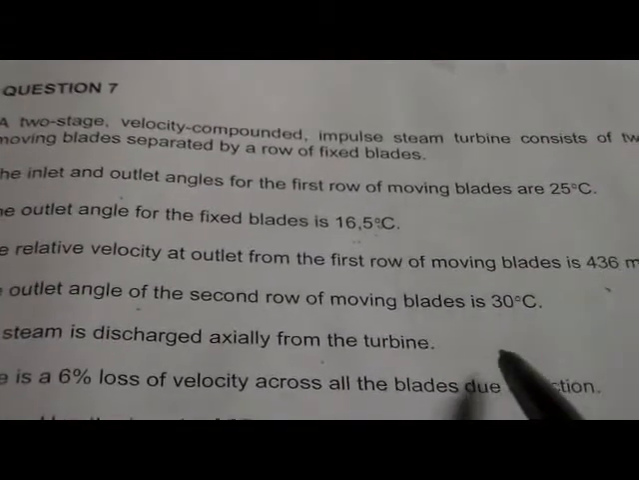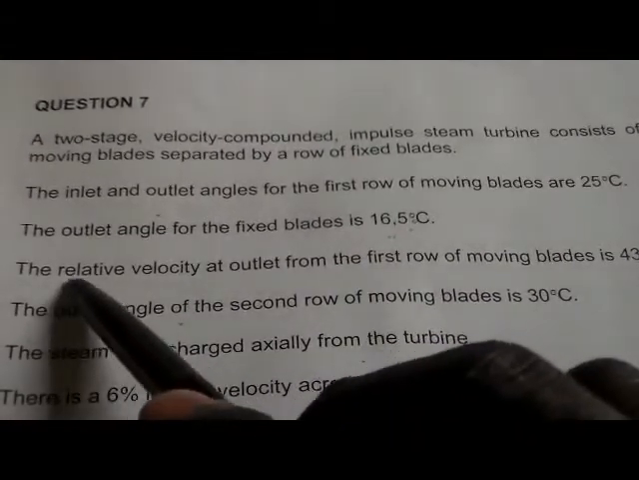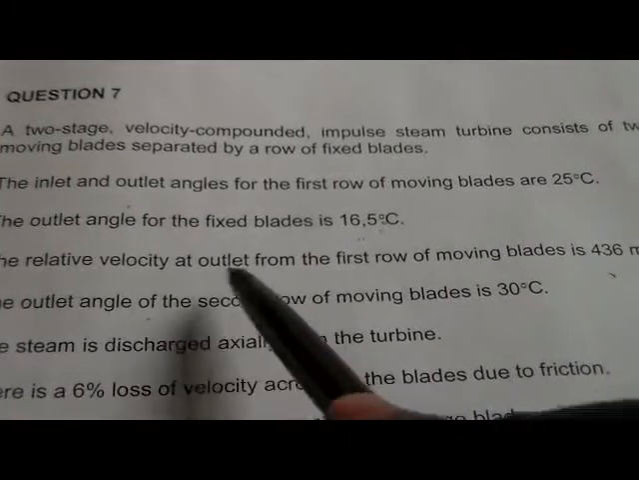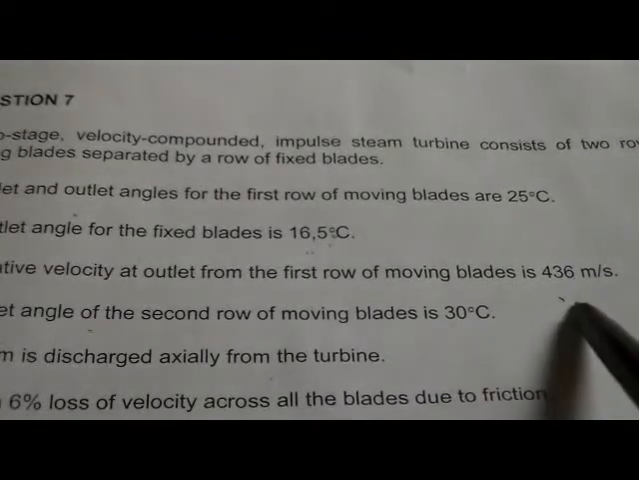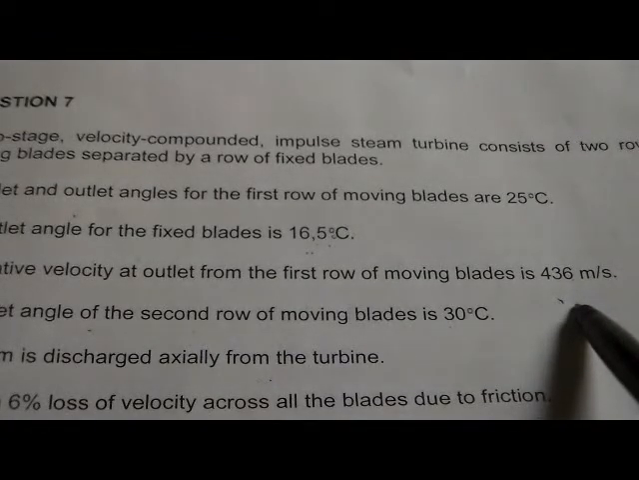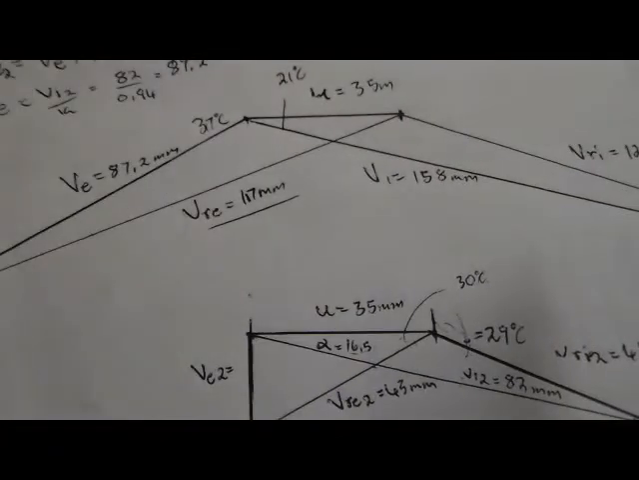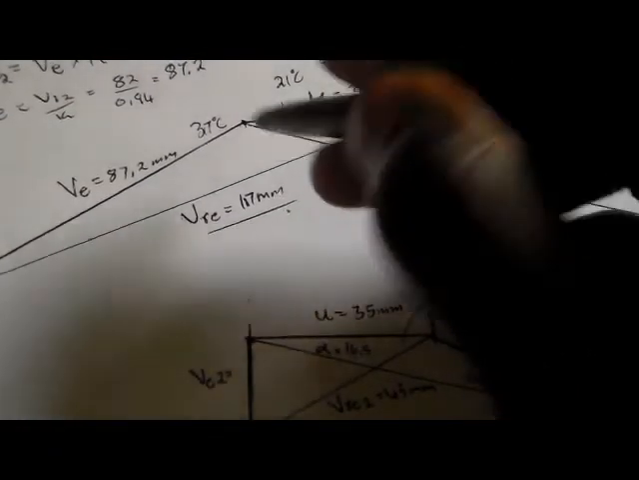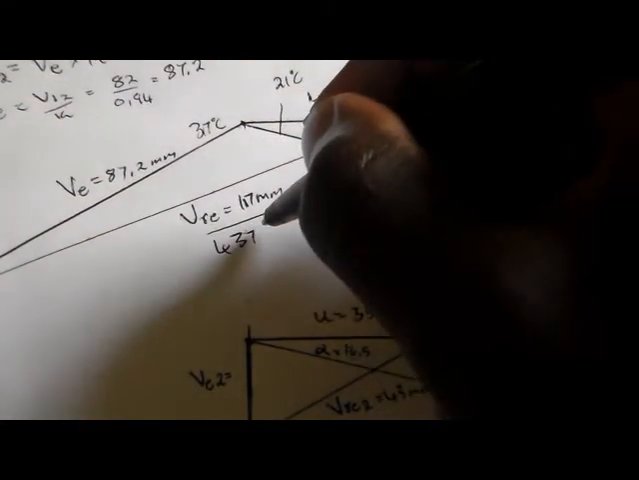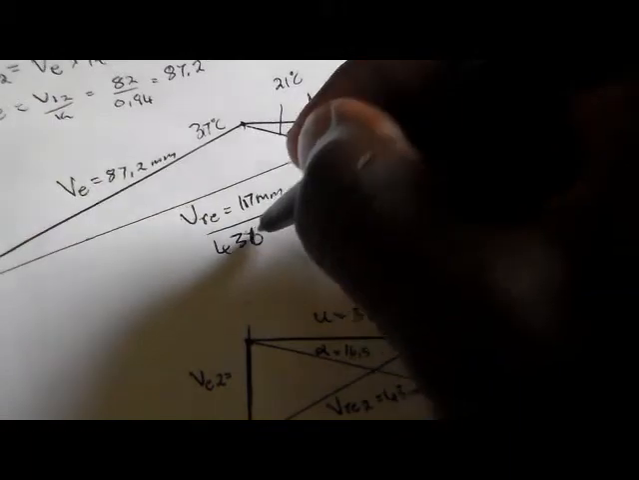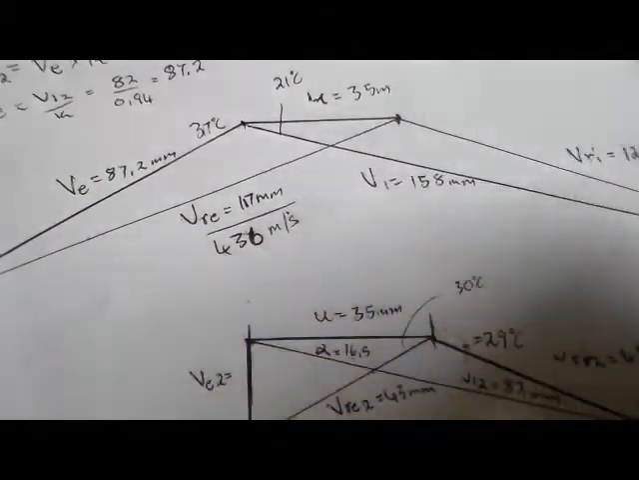Remember, when we go to our question here, they gave the relative velocity at the outlet from the first moving row. It's 436 meters per second.